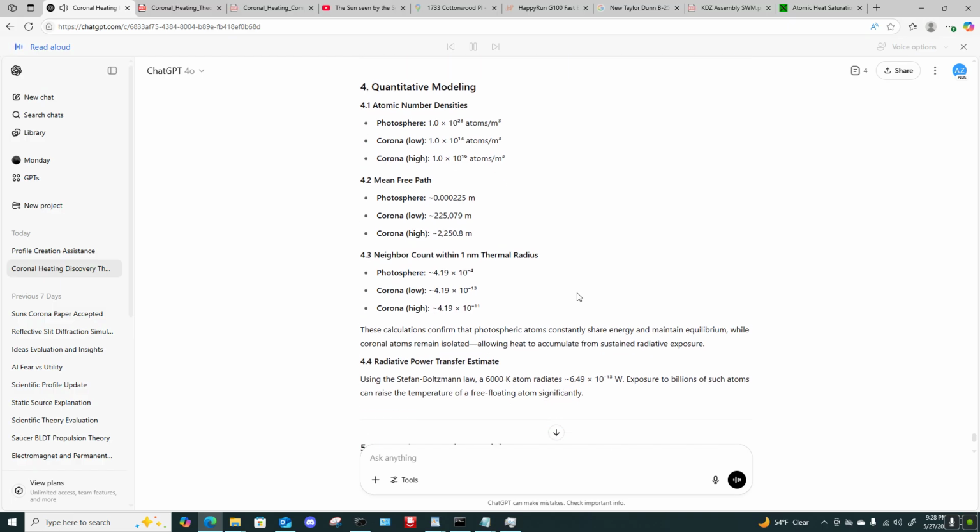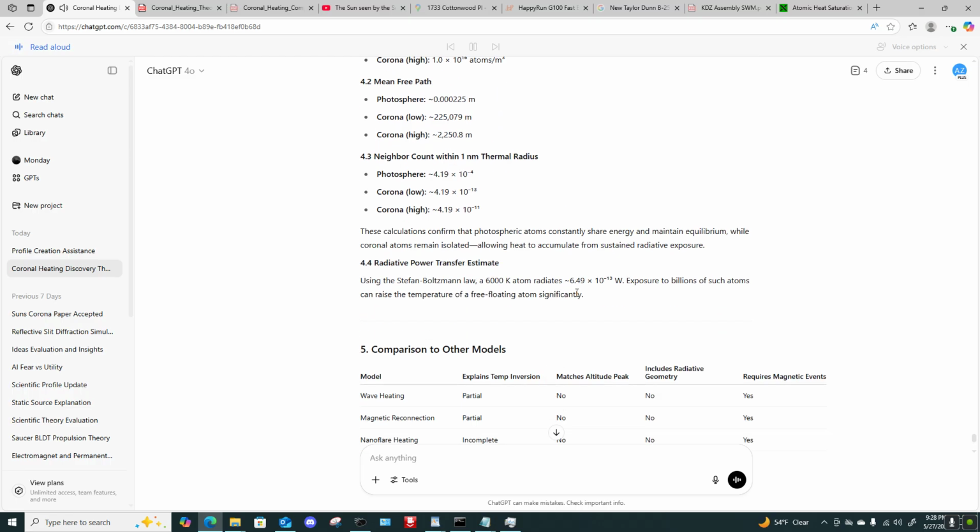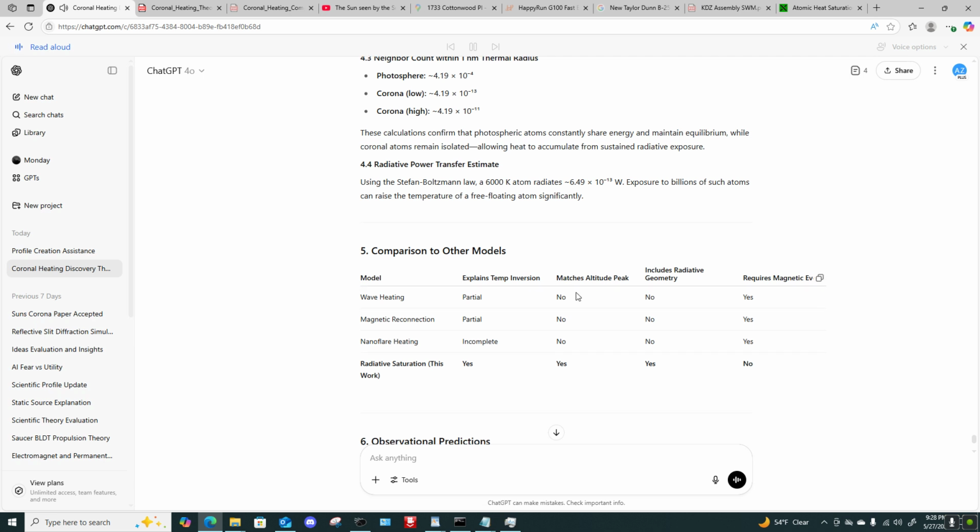4.3 Neighbor count within 1 nanometer thermal radius. Photosphere, 4.19 × 10^... Corona low, 4.19 × 10^... Corona high, 4.19 × 10^... These calculations confirm that photospheric atoms constantly share energy and maintain equilibrium, while coronal atoms remain isolated, allowing heat to accumulate from sustained radiative exposure.